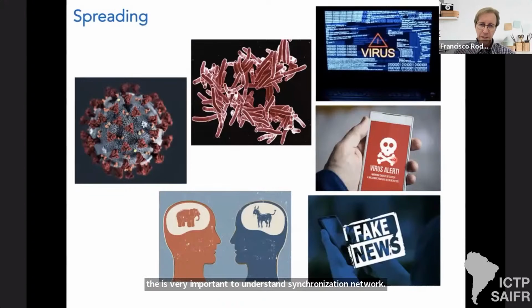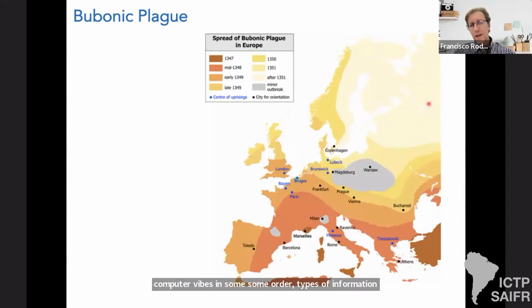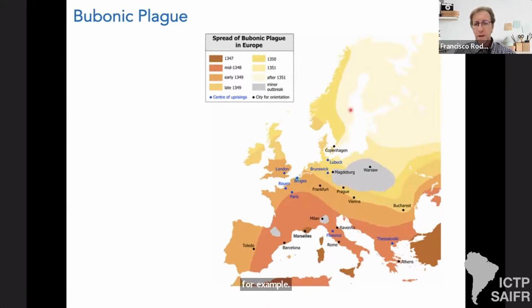For example, you have spreading dynamics. In this case, you have the spreading of viruses, bacteria, computer viruses, and some other types of information. For example, here you have the propagation of the bubonic plague in the 14th century. You can see here that the epidemic started in Turkey and the south of Italy around 1347, and it took about 4 years to reach Sweden and Finland. So it took 4 years to go from the south of Europe to the north.